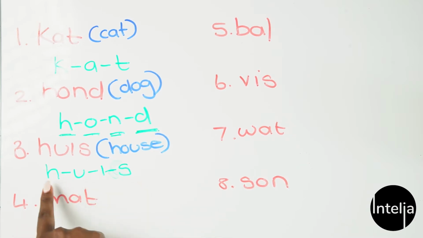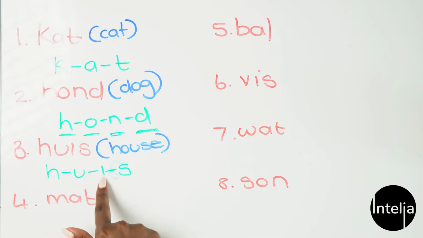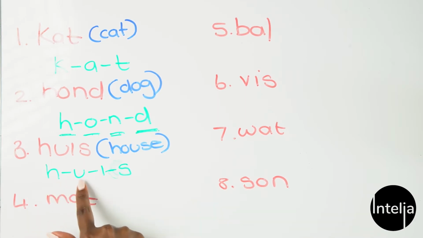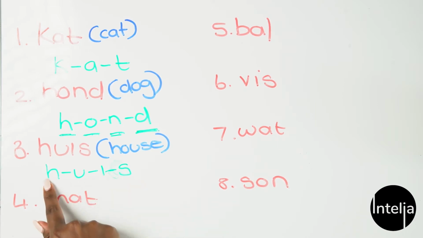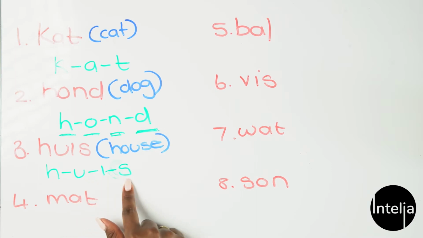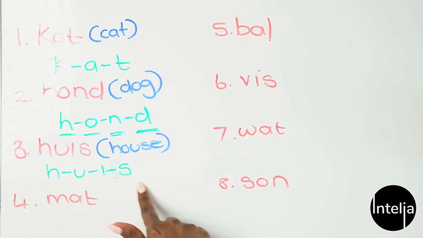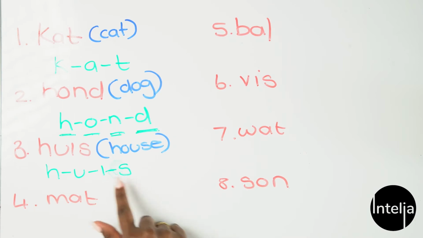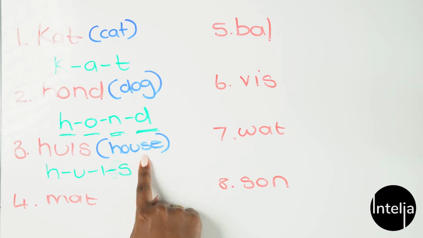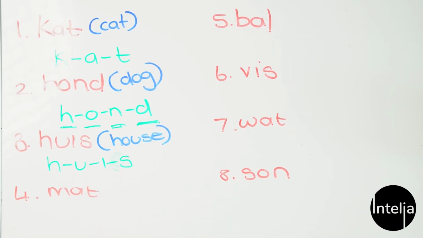Huis. H, a, i, s, huis. Do you hear the letters, how they sound individually and how they sound when they come together? H, a, a, s, huis. Let's do that again. H, a, a, s, huis. Awesome. So, dit is house en huis. Let's move on to number 4.